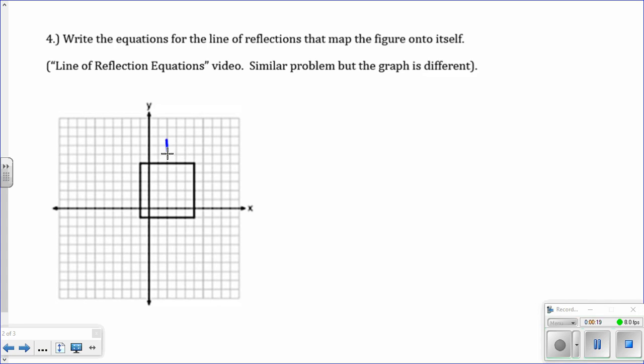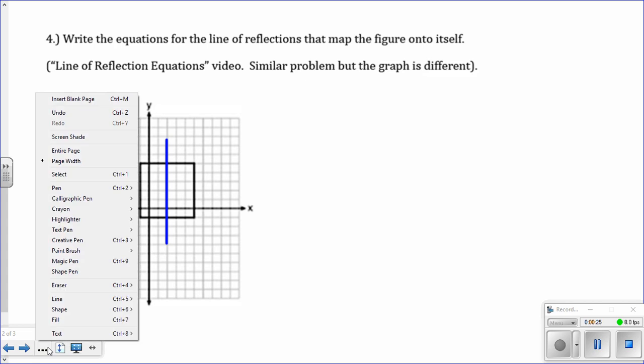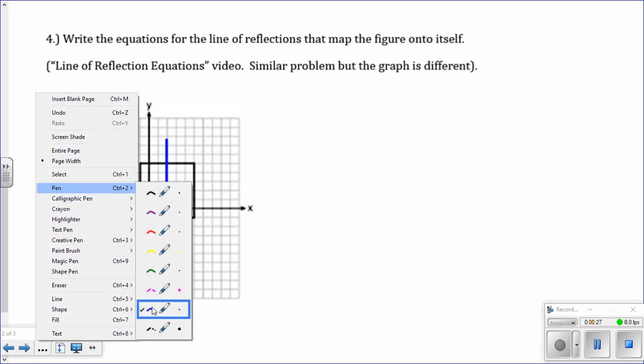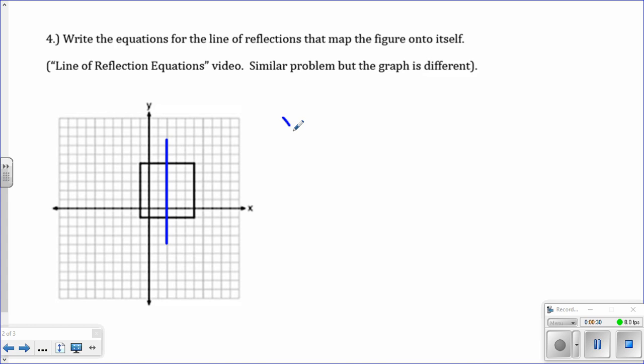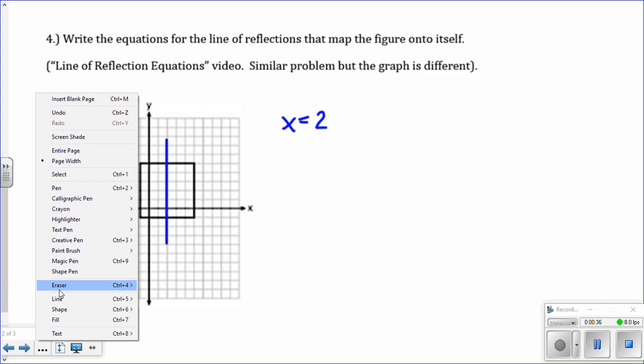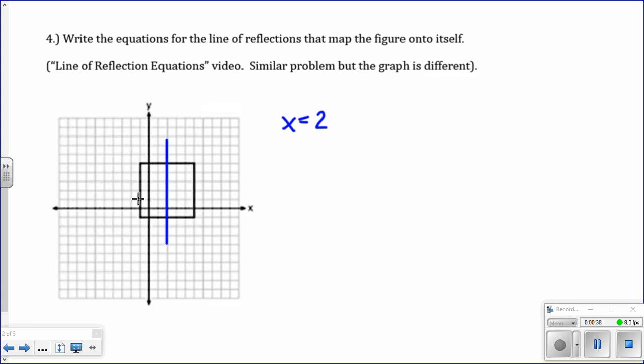So let's do the vertical line of symmetry first. And you have to make sure you have it right in the middle. Sometimes I'll use my fingers and count inward because sometimes it's like a 0.5. So in this case, that line crosses the x-axis at 2. So x equals 2.